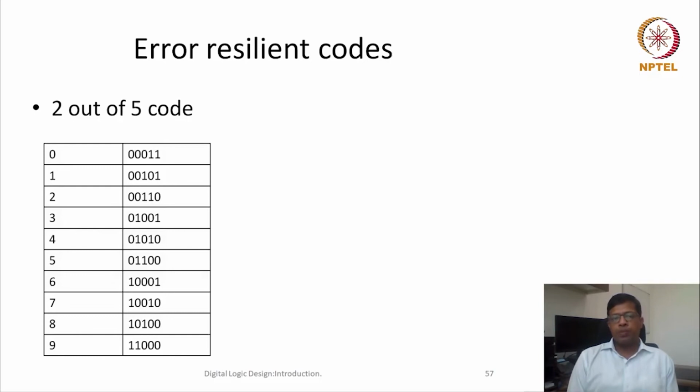Okay, so here also there are only these 10 combinations, and we have to choose which combination we would use to represent symbol 0, symbol 1, symbol 2 or symbol 9. So this is how, for error resilience, we can use some different kind of encoding.